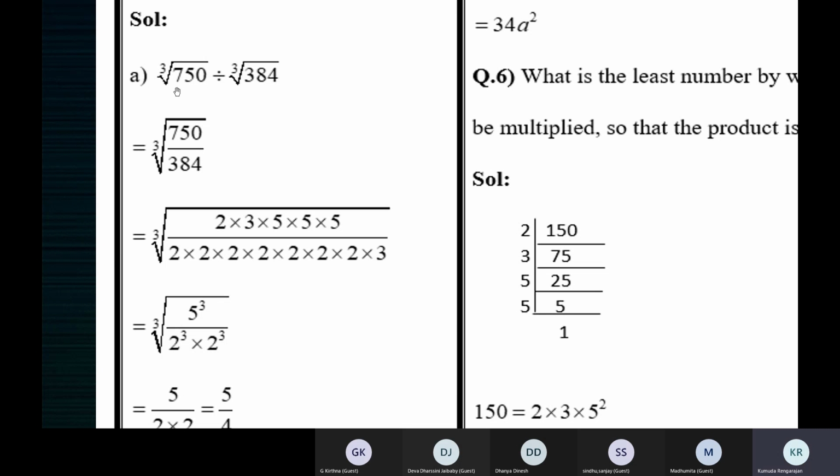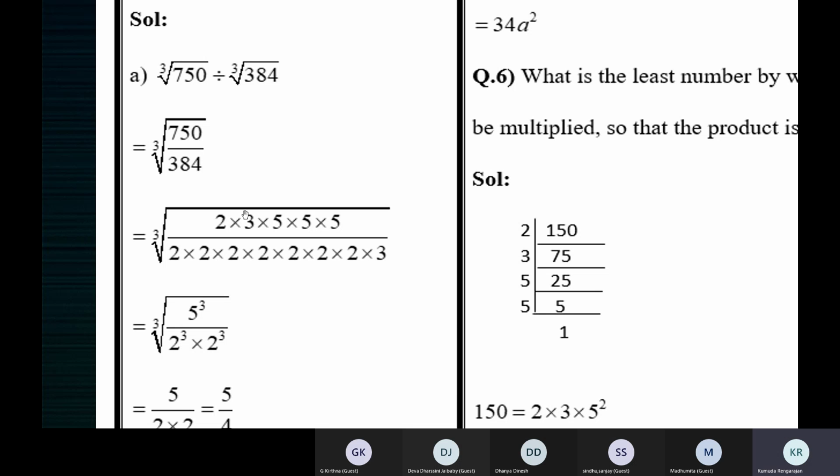So cube root of 750 divided by cube root of 384 should be written as cube root of 750 by 384. Cube root of a divided by cube root of b can be written as cube root of a by b. Now find the prime factors. Express 750 as a product of prime factors and express 384 as a product of prime factors.